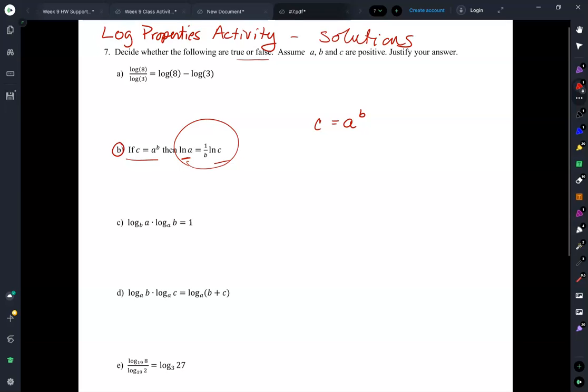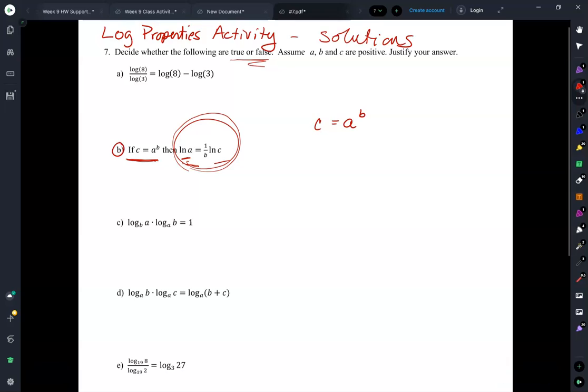In this video, I'm going to go through some of the log properties activity. We're going to start with number 7 because I had a request for that. So 7b, let's see how we can prove that true or false. I'm given if c equals a to the b, then I want to find out if this is in fact true here: ln a equals 1 over b ln c. Remember, ln means natural log.